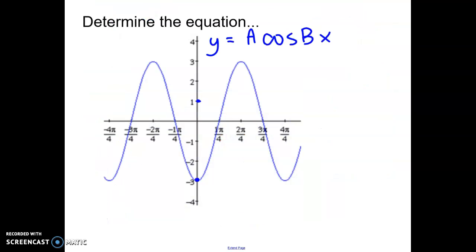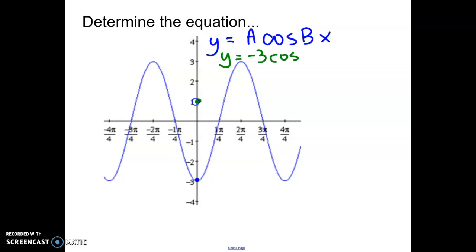All right, so here we're going to determine the equation of the cosine graph. Remember that your cosine graph would normally start right here at 1, but this one's starting down at negative 3. So what does that mean I multiplied my y values by? Negative 3, right? I multiplied the 1 by a negative 3 to get it to go down there. So that means A is -3.